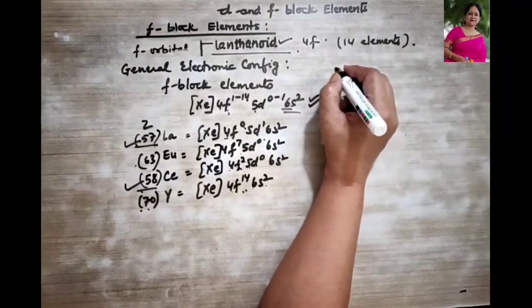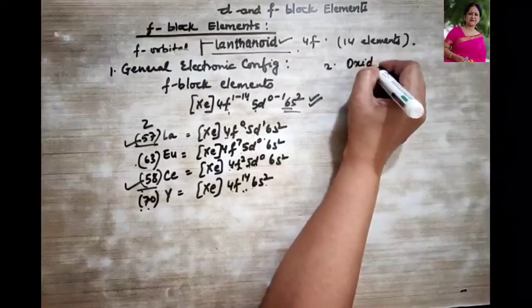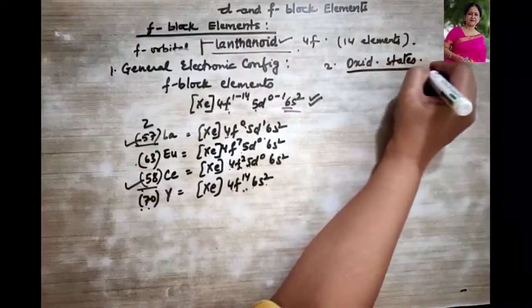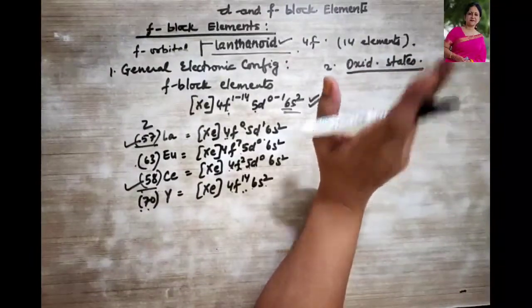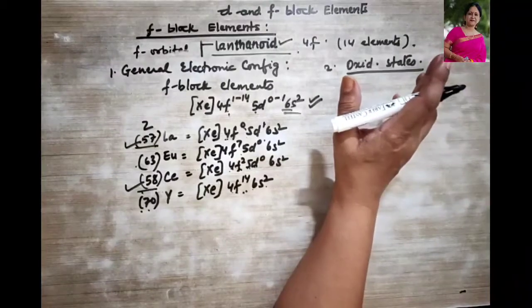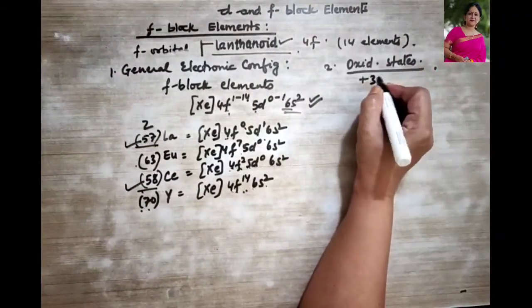Now let's talk about the second point, that is the oxidation states. So what do we know about the oxidation states? The lanthanoids always exhibit a very common oxidation number, that is +3.